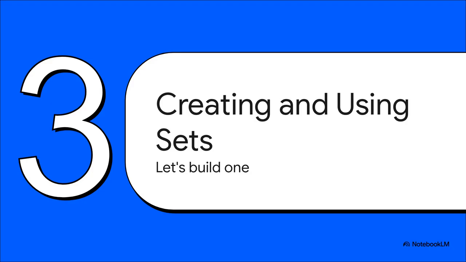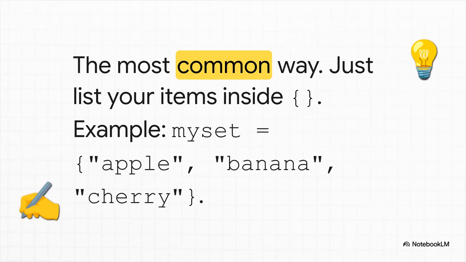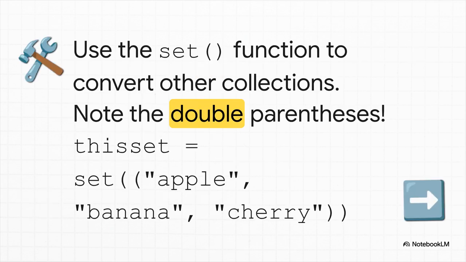Okay, that's enough theory. Let's see how we can actually make and use these things in our code. The most common way you're going to create a set is just by using curly brackets. Now, it looks like a dictionary, but notice there are no key value pairs. You just list out your items, separate them with commas, and boom, you've got yourself a set. The other way to do it is with the set constructor function. This is fantastic when you want to convert something else, like a list, into a set. Now, one little thing to watch out for here. See the double parentheses? That's because you're passing a single item, in this case, a tuple, into the set function. It's a common little trip up.